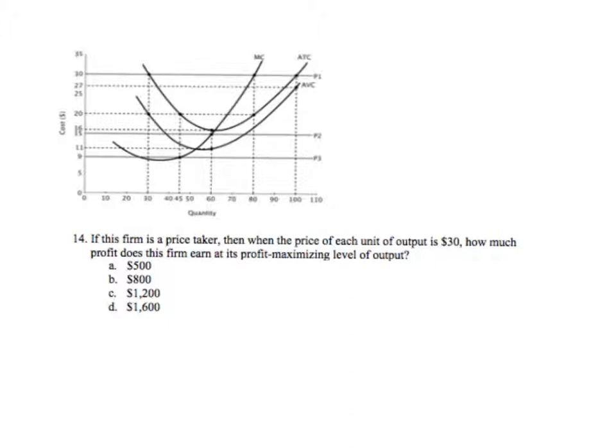All right, 14, some teams missed. I think this was far and away the hardest one, judging from the individual quiz. So let's spend some time with this one. If the firm is a price taker, then when the price of each unit of output is $30, how much profit does this firm earn at its profit maximizing level of output? Well, there's a few things. We know that the firm's going to set output where price is equal to marginal cost. We've beaten that to death by now.